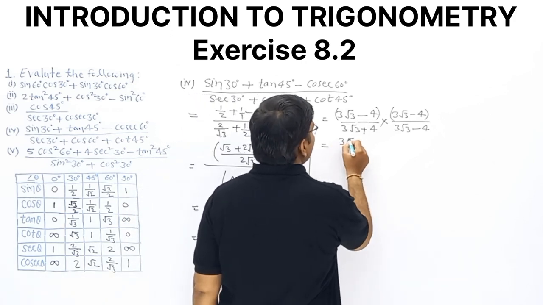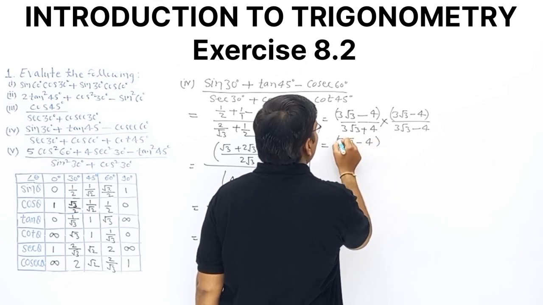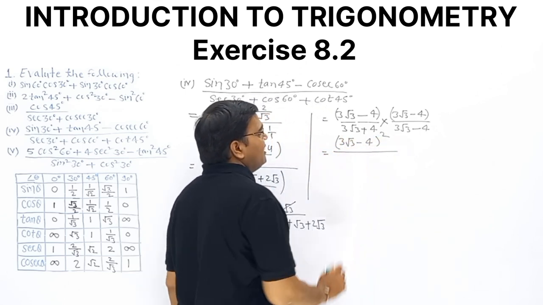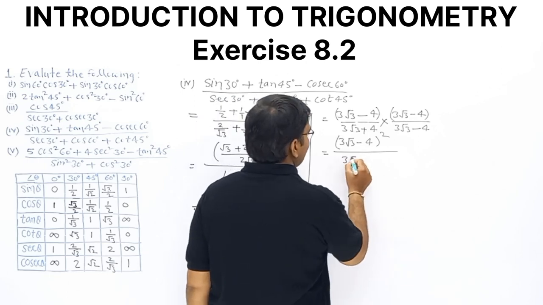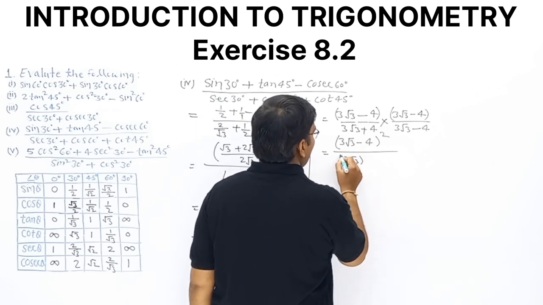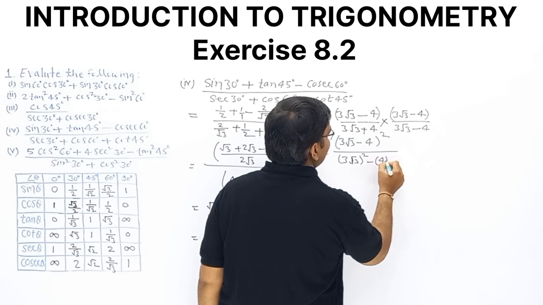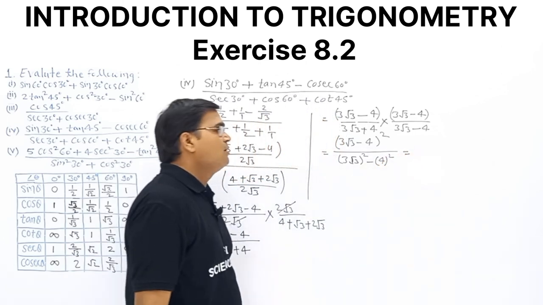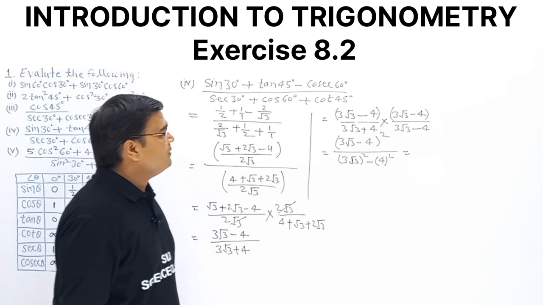So this can be written as (3√3 − 4) whole square. Clear? And in the denominator we are having a square minus b square, (3√3) whole square minus 4 square. Solve carefully, then only you obtain the result. Otherwise the answer will be wrong.